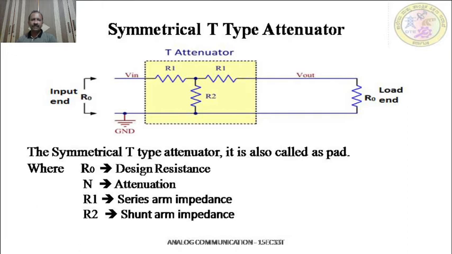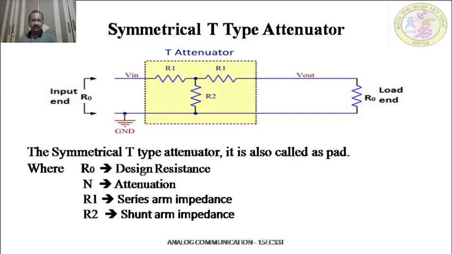Now from the input side you have some resistance R0 available, and the output side load is terminated by R0. So this circuit is a symmetrical network. It gives output voltage less than input voltage, so this circuit is working as an attenuator. It is a symmetrical T-type attenuator. This circuit is also called a pad.